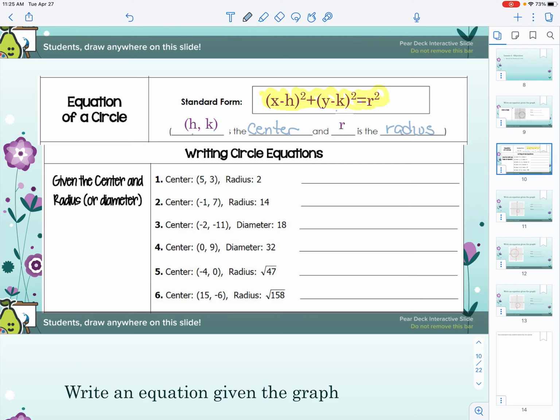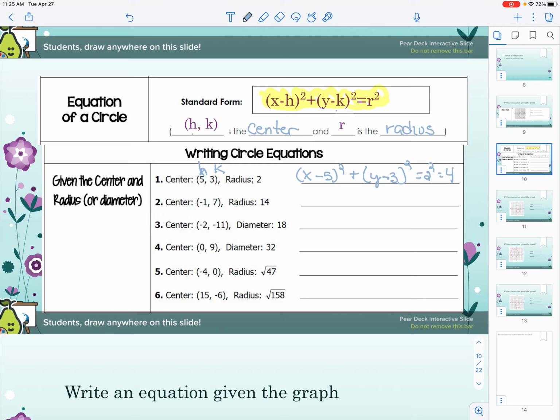So if I want to write the center, this is X, this is H, and this is K, and this is my radius. So if I want to write the equation of this, I'm going to have X, I'm going to take the opposite of H, and then take the opposite of K, which in this case is 3. And then I'm going to square that, and then I also square R. So that's going to equal 2 squared, which is equal to 4.